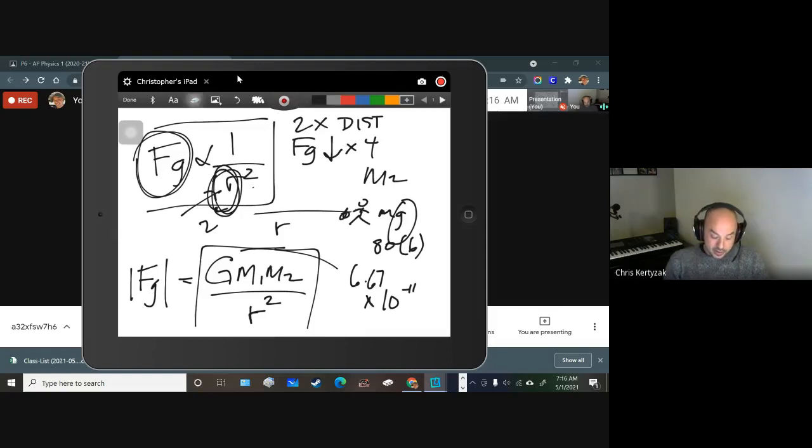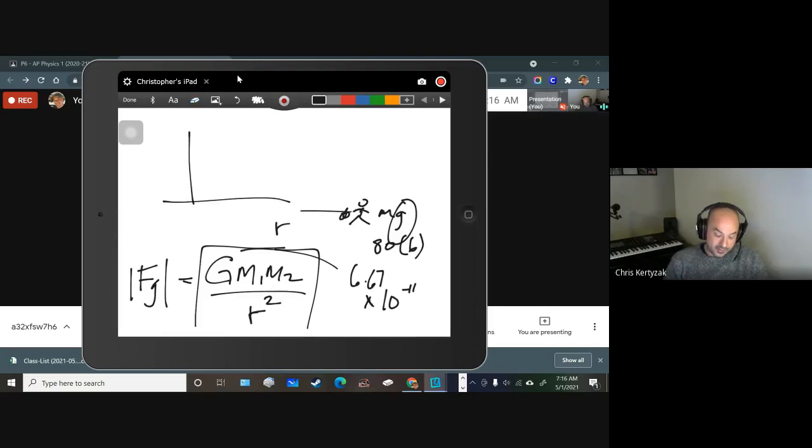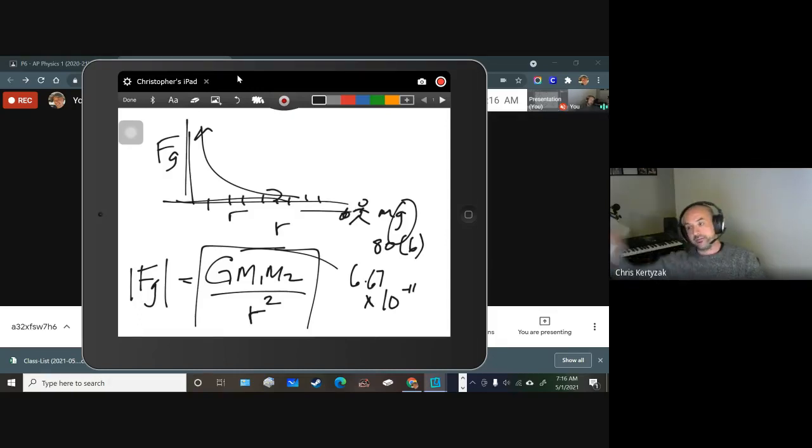Also worthy of noting is that graphically it would look like any inverse graph does. All inverse graphs, if we were graphing FG versus R, like this, have a vertical asymptote and a horizontal asymptote, indicating that the further and further you get away, R is now being plotted on a graph. For an astronaut, let's say, it's getting further and further away from the planet.